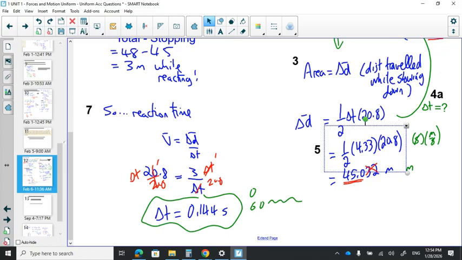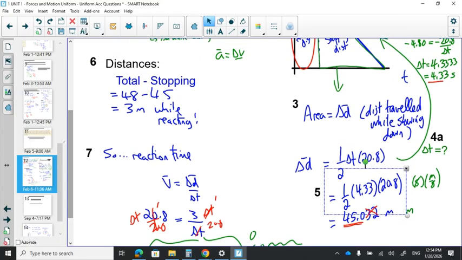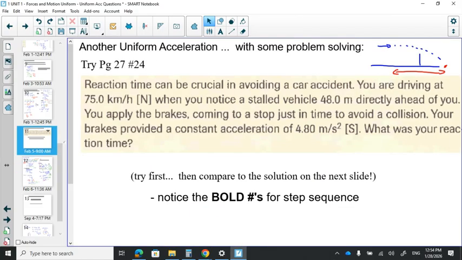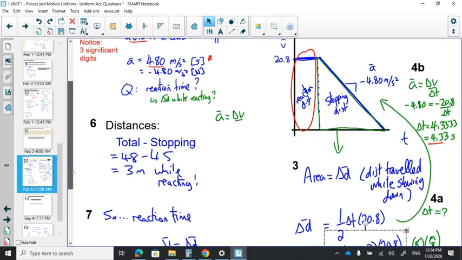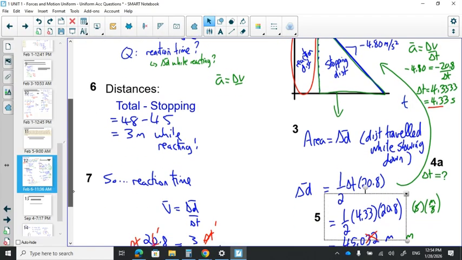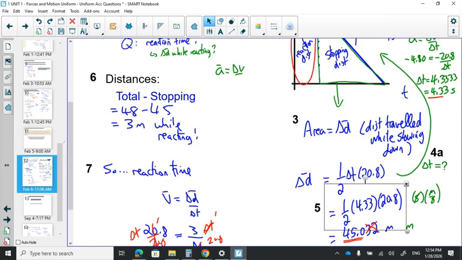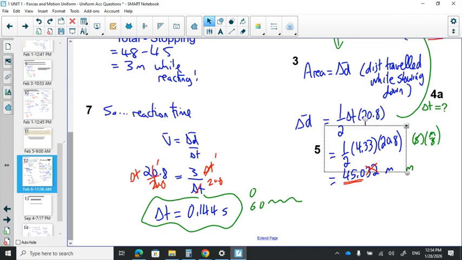But long story short here, it goes 45 meters while slowing down. So then you're looking at it and you're like, well, 48 total to get there. In the question, it says you came to a stop just in time, like your bumper nudged up against the bumper of the car stopped ahead. And so basically you're saying, okay, that extra 3 meters must have been something you traveled while reacting. So now you have a simple uniform velocity question where you have your velocity of 20.8 and the displacement of 3 that you must have traveled, and you solve for time. And that gives you a 0.144 second reaction time.